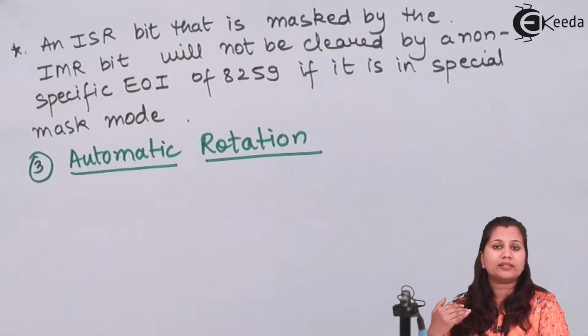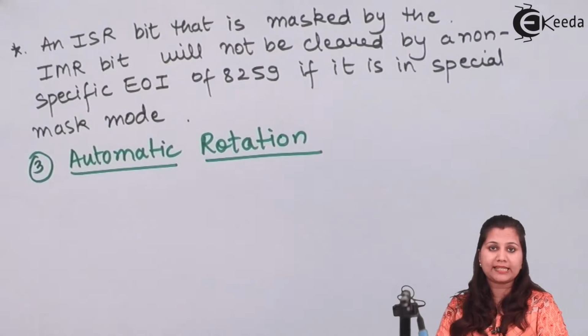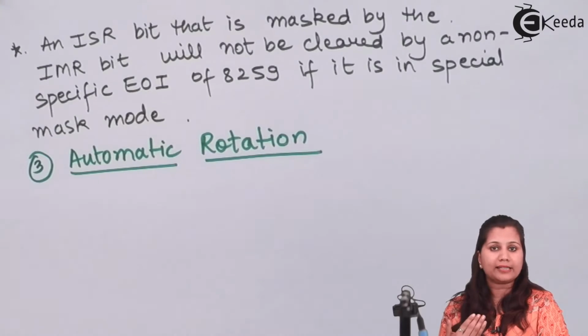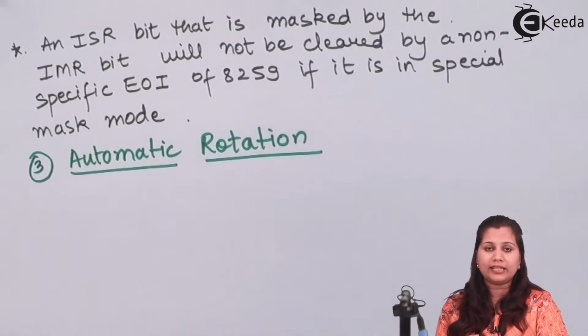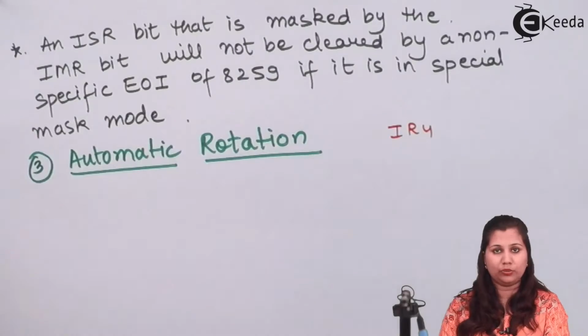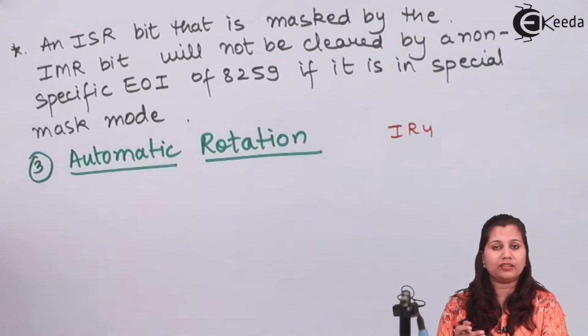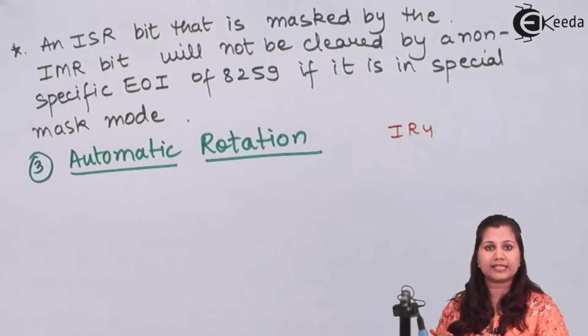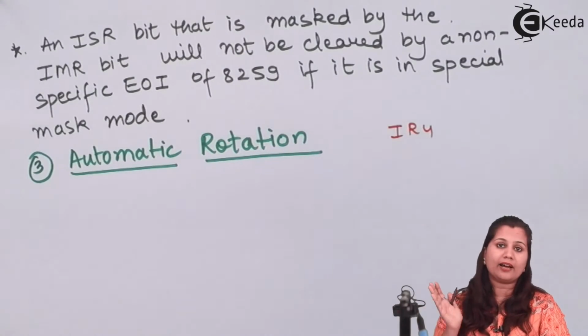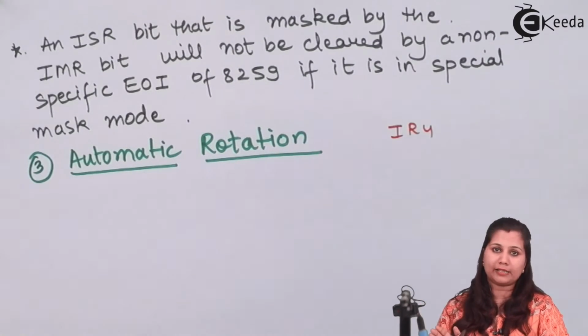In this mode, the interrupt request which is currently being executed, or currently being accessed by the 8259, will be given the highest priority. After that, any request that comes next will be given the second priority. Suppose currently IR4 is being executed, so IR5 will be given the next highest priority, then IR6, then IR7, then IR0, IR1, IR2.